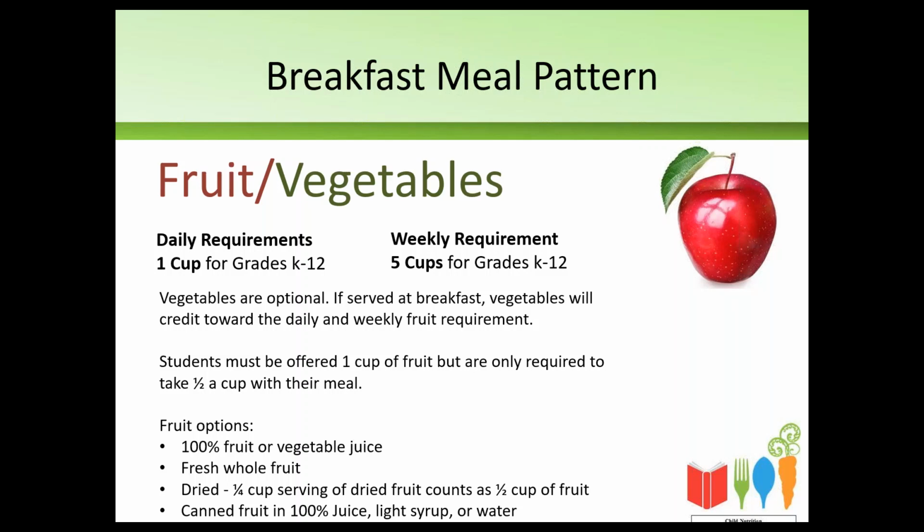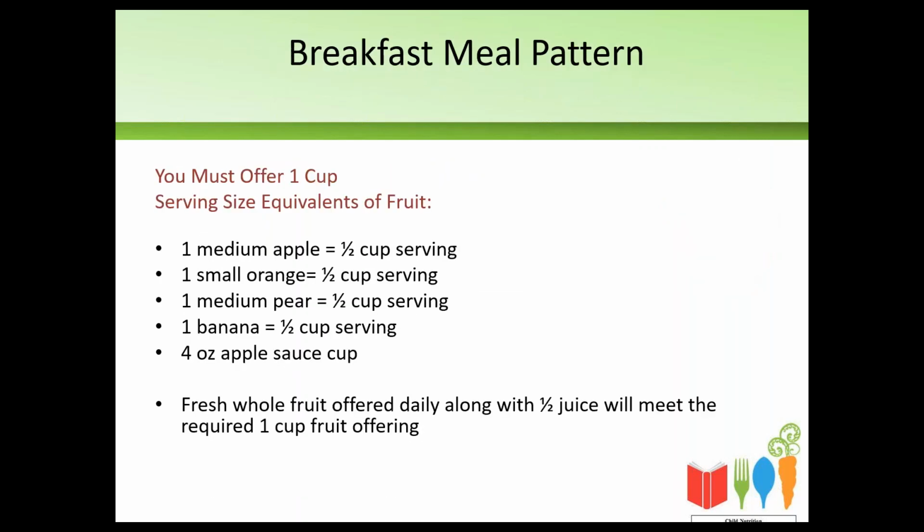Optional fruit offerings are 100% fruit or vegetable juice, fresh whole fruit, canned fruit packed in light syrup or water, and dried fruits, where dried fruit will credit as twice the volume. So a 1/4 cup serving will credit as a half a cup of fruit. It's always important to know the serving size equivalents for each of the items you are offering.